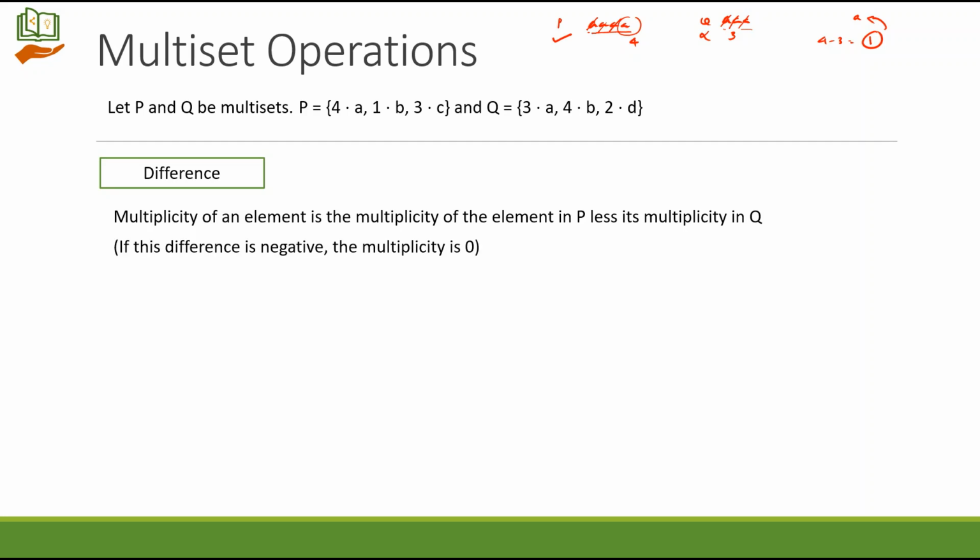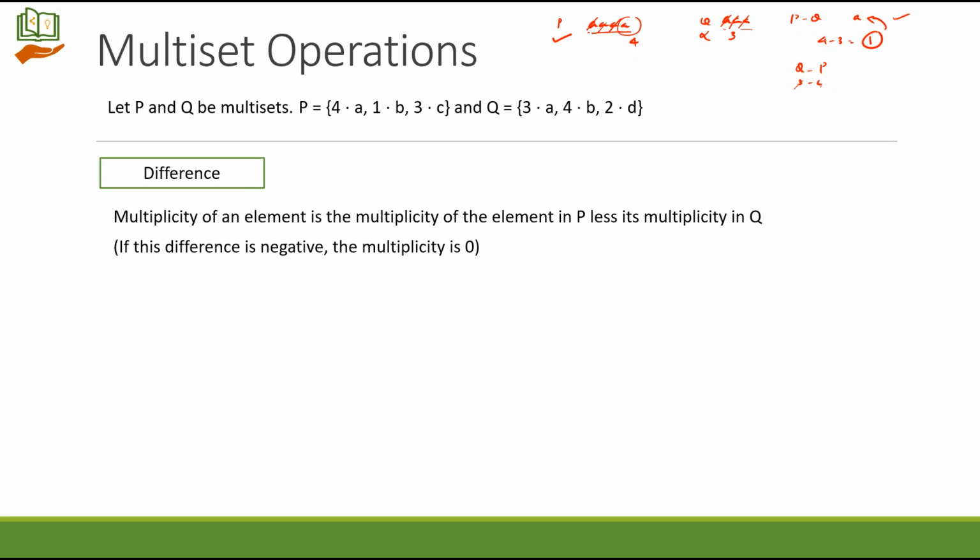If the difference is negative, the multiplicity is 0. Why do we say so? For P minus Q, this is fine. What about Q minus P? You will have 3 minus 4. All the 3 A's will go with these 3 A's in P and only 1 A will remain in this particular P. Regarding the difference operation, only the first set should have it and the second set should not have it. But if the second set is going to have additional elements, you don't care about it.